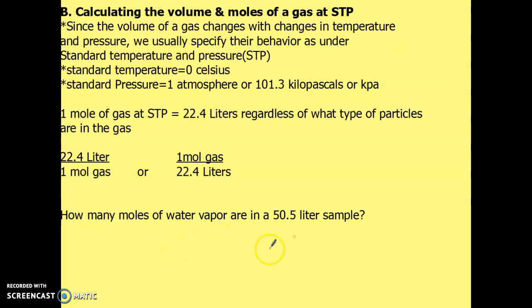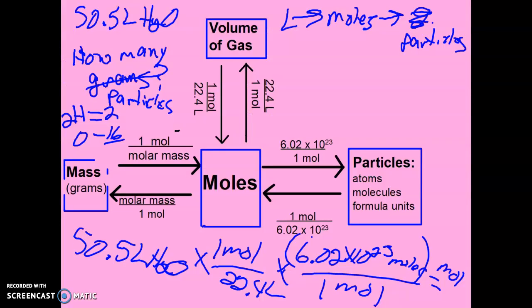So let's just work through this. And again, I think maybe I went through this with first hour, but not with my second hour. So how many moles of water vapor are in a 50.5 liter sample? So let's look at our path. And actually, I'm going to jump ahead to this.